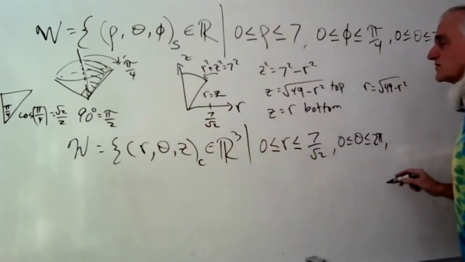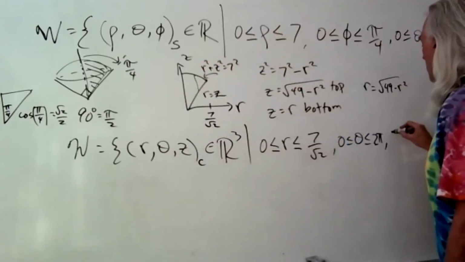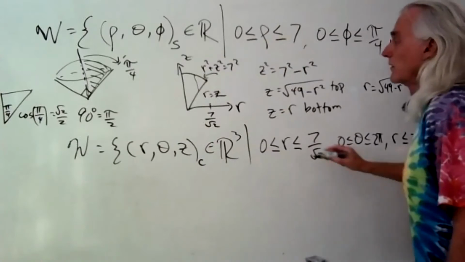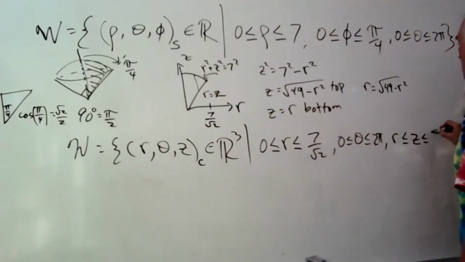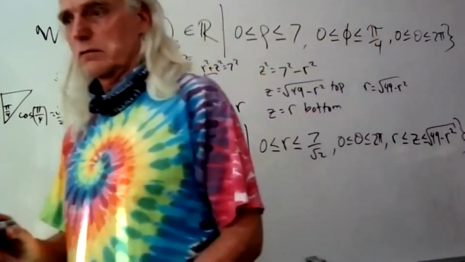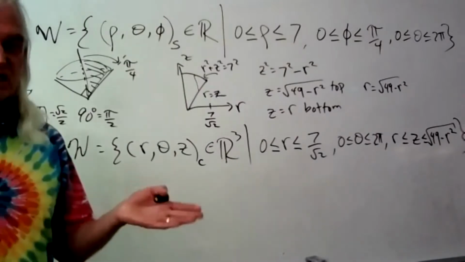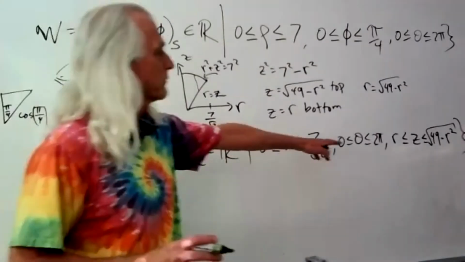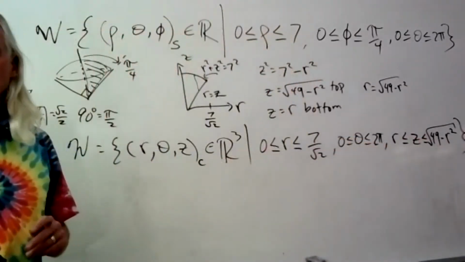And now z is the complicated one. z goes from r to this top here, square root of 49 minus r squared. Now I'm ready to write this as an iterated integral, but I have to make sure I put the z inside the r integral.